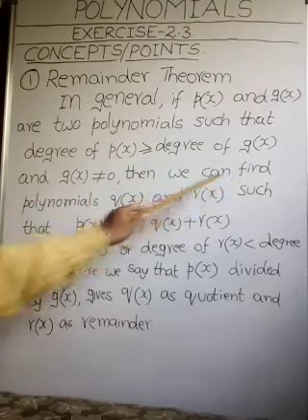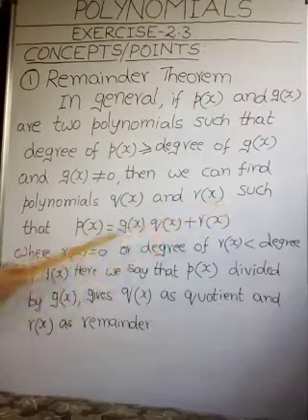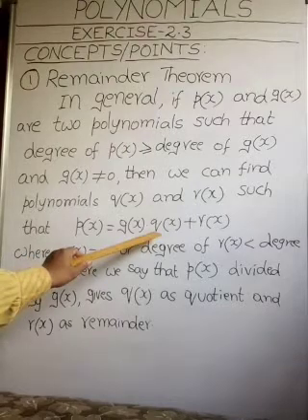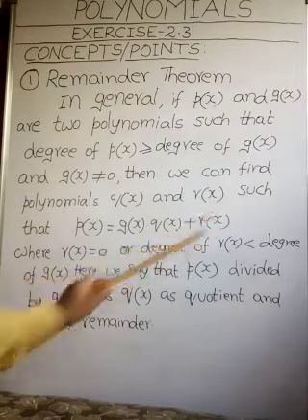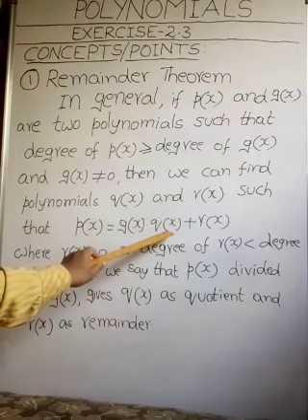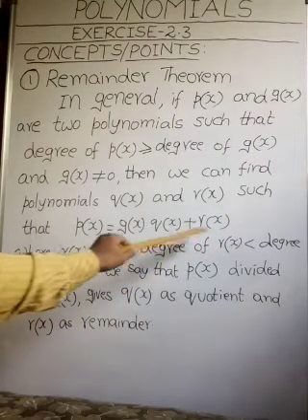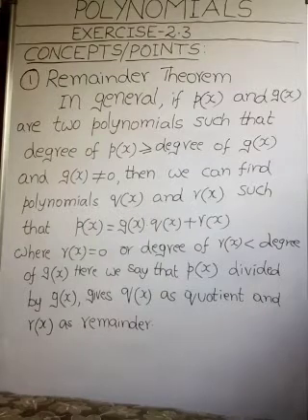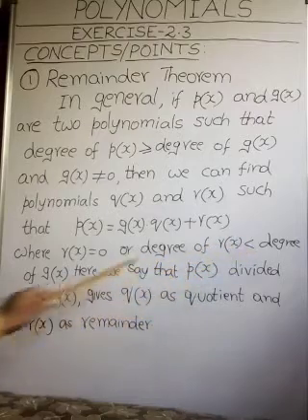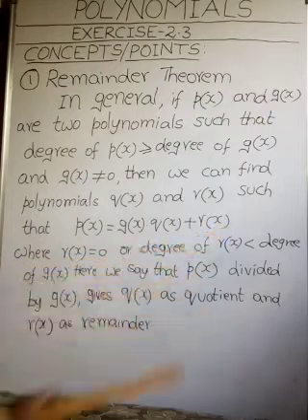Then we can find polynomials q of x and r of x such that p of x is equal to g of x into q of x plus r of x. This is the dividend, this is the divisor, this is the quotient, and this is the remainder, where r of x is equal to 0, or the degree of r of x is less than the degree of g of x. Sometimes we get a polynomial here as remainder.